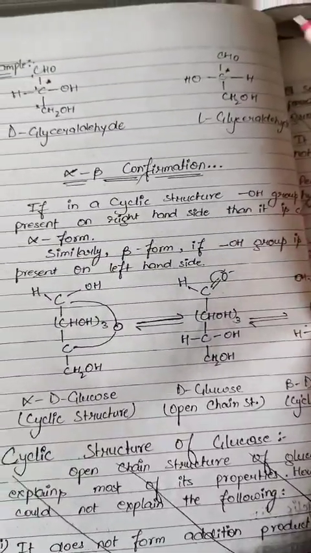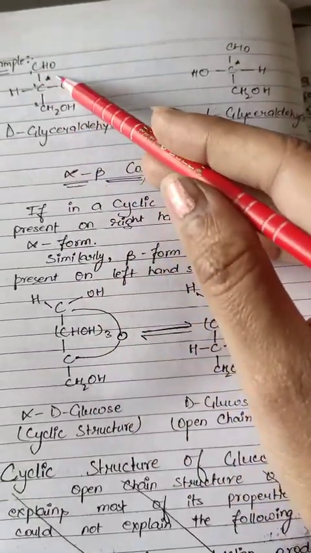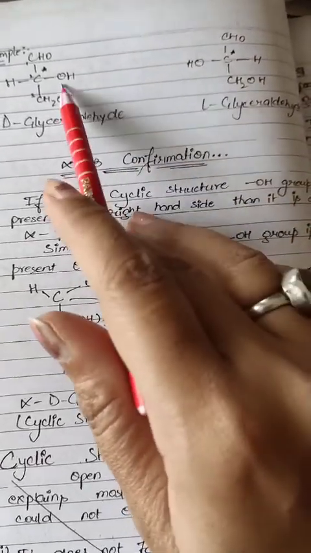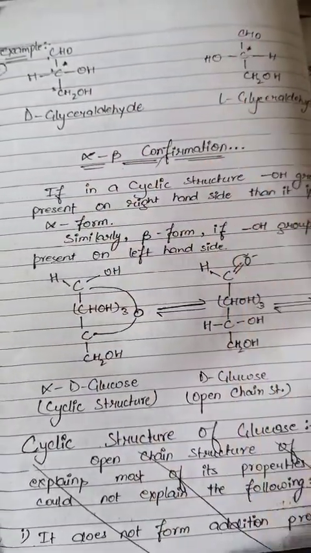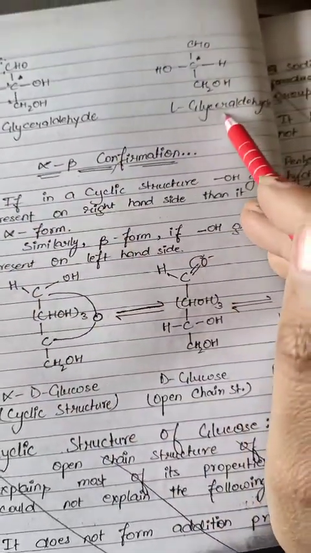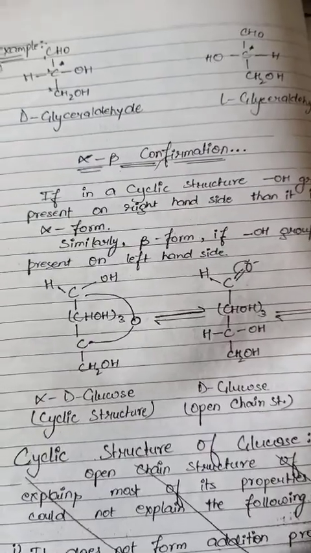Understood? Now next we will take a second example. The second example is CHO, CHOH, CH2OH. Now when we put a mirror here, this OH will come on the other side and other things remain the same. So it is said to be the D-glyceraldehyde and L-glyceraldehyde. So till here we will complete it, students.